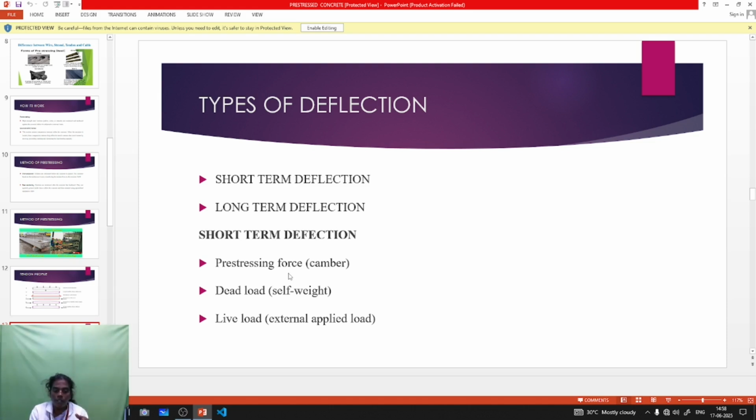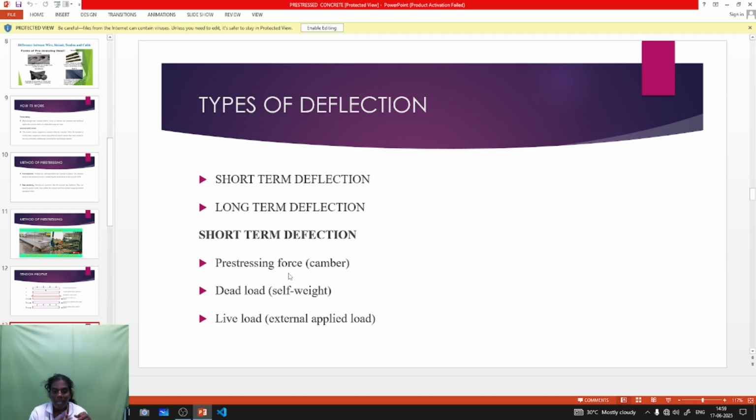Then short term deflection is due to three things. First one is prestressing force, second one is dead load, third one is live load. The prestressing force means the tendon is induced, giving a short term deflection. Then dead load. How to calculate the dead load? The dead load is calculated from the unit weight of concrete into the member area. The unit weight is normally taken as 24 kilonewton per meter cube. For a rectangular beam, breadth into depth is the area. So unit weight into breadth into depth gives the dead load.